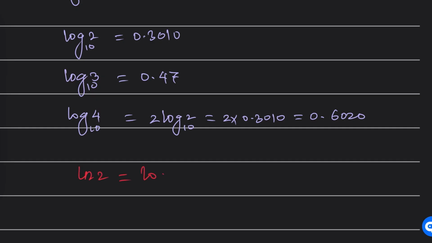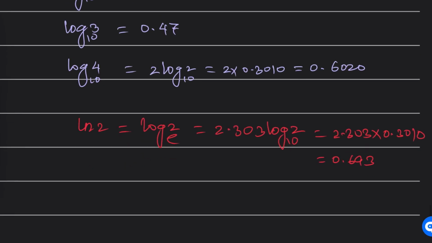Sir, my question is, if the question is asking ln 2, ln 2 means log of 2 to the base e. Now I need to convert, because I don't know the ln 2 value, but I know log of 2 to the base 10. I need to convert base e to base 10, so how to convert, sir? 2.303 times log of 2 to the base 10. This is the conversion factor, 2.303. Now what will this be? 2.303 into 0.3010. After multiplication, you will get 0.693.